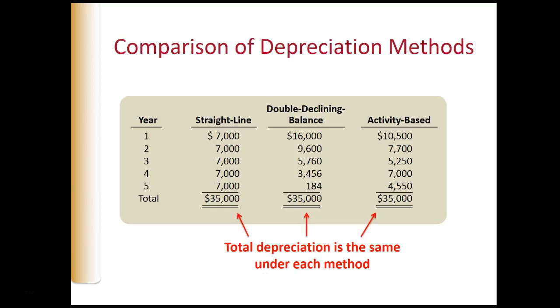Now this slide compares annual depreciation under the three methods that we've talked about. Comparing these methods, we see all alternatives result in total depreciation of $35,000. Straight line creates an equal amount of depreciation each year. Double declining balance creates more depreciation in earlier years and less depreciation in later years. And activity-based depreciation varies depending on the miles driven each year.